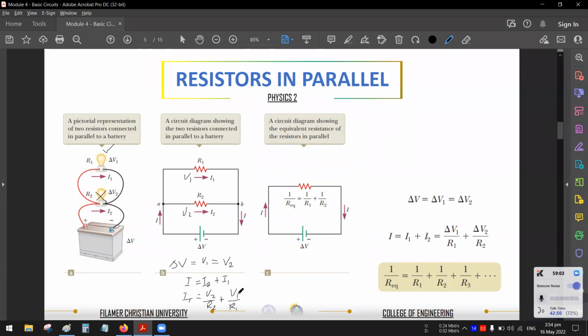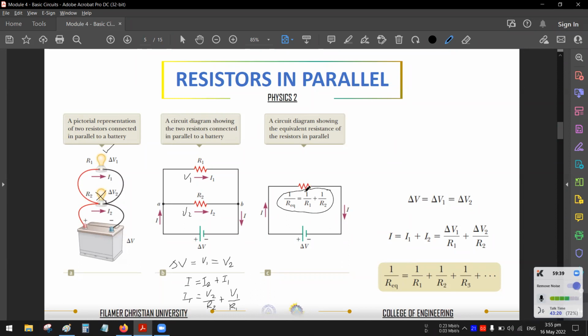Ayan. So we can now have your total voltage, your voltage across resistor, your V sub 2 and V sub 1. So pareho lang siya, di ba? So V is equal to V sub 1 which is equal to V sub 2. Pero paano natin siya masosolve if there are 3 or more resistors in parallel? So this gives our equation as this one.